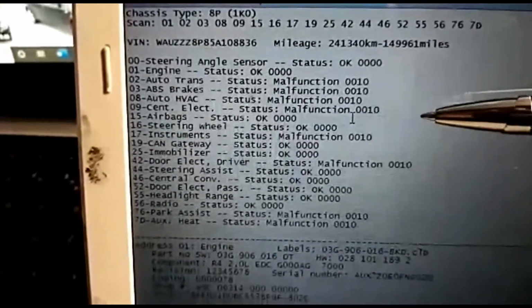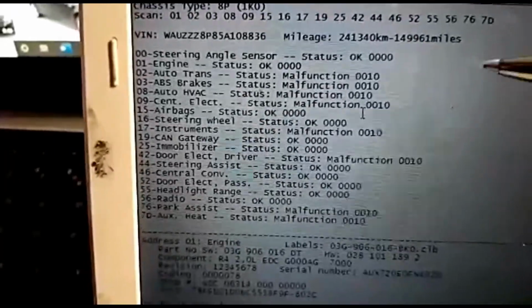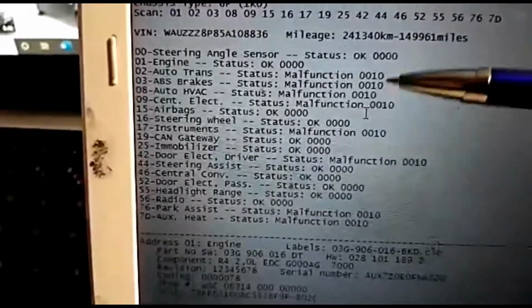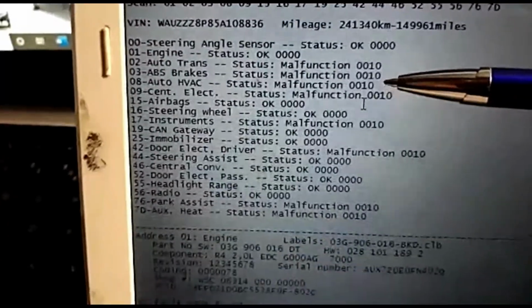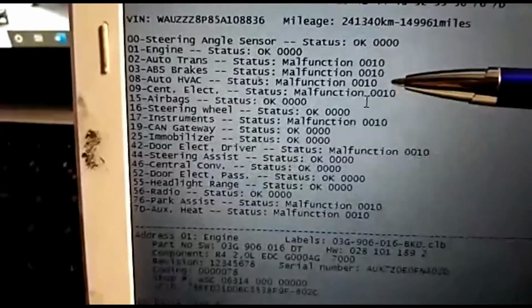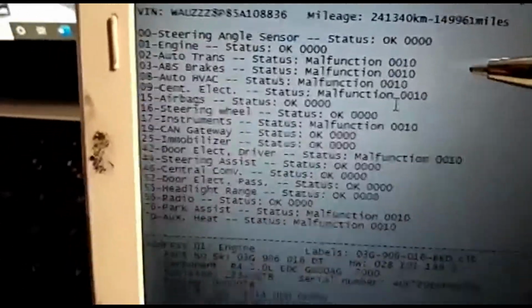By the way, I'll just mention now, there's no warning lights on the dash whatsoever. So all these are just codes that are stored. They are faults, but they're not triggering the engine management light or any other lights on the car, which is a good thing, which means it can go through MOT without me lifting a spanner.